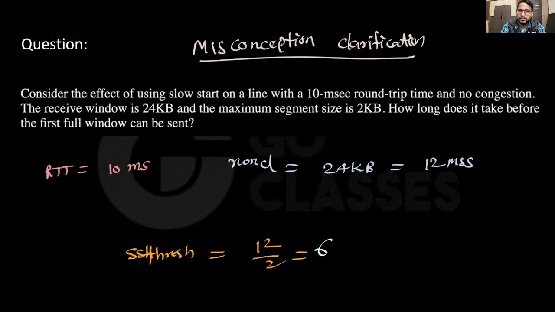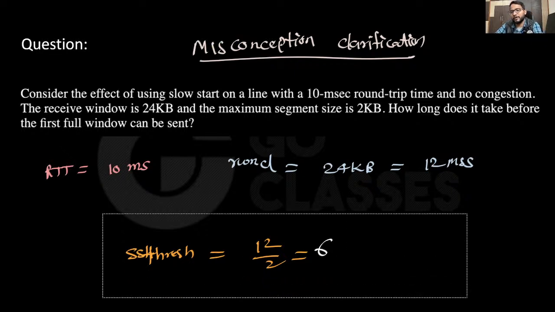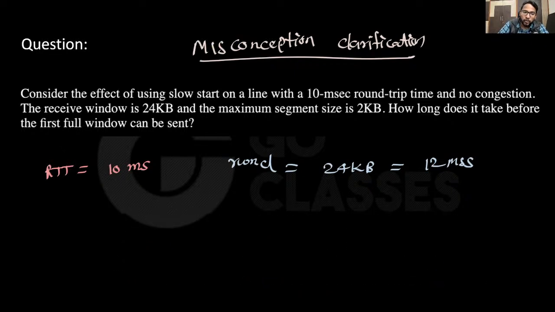Okay, Siddhi is asking a question. So this is the question. Here I am given the RTT, the receiver window size is 12 MSS, and I have asked how many RTTs it will take. Now what people are doing is starting with 1 MSS, starting with slow start, and saying that the slow start threshold is 6 MSS. They are saying this, which is first of all wrong.